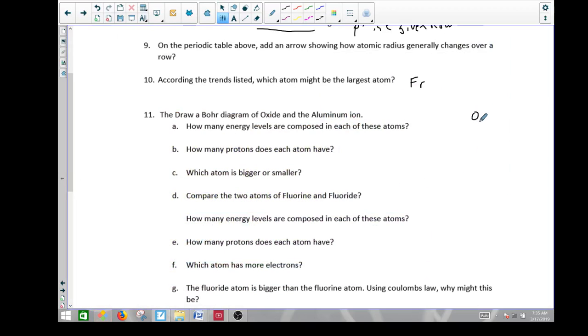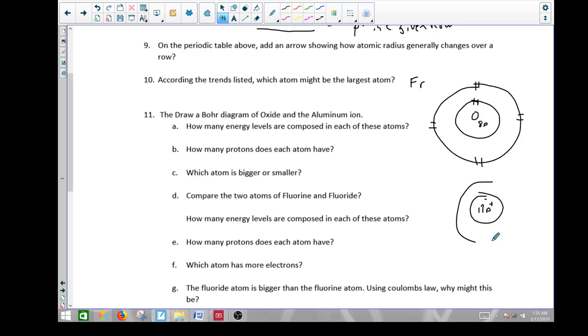Oxygen has 8 protons and has 2 energy levels and 10 electrons. 1, 2, 3, 4, 5, 6, 7, 8, 9, 10. The aluminum atom has 13 protons. Still the same number of energy levels and same number of electrons. 1, 2, 3, 4, 5, 6, 7, 8, 9, 10.